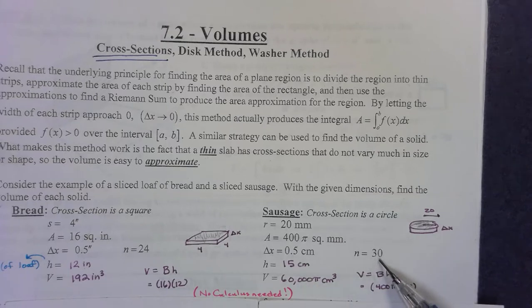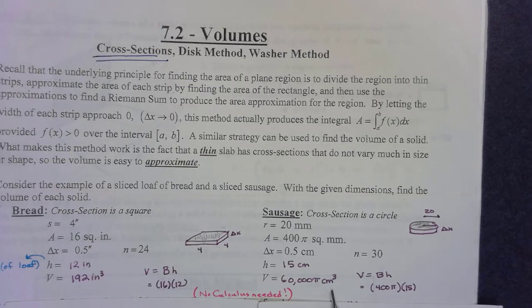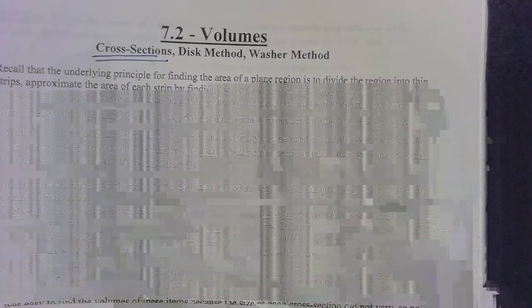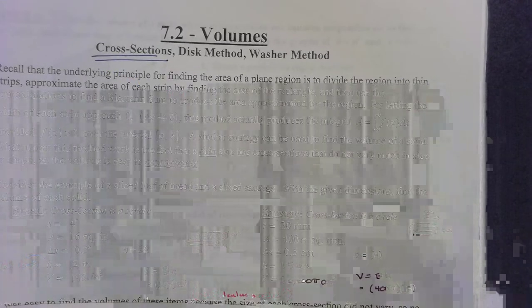And let's let there be 30 slices in our sausage or cheese loaf, whatever it is we've got. And so our height would be 15. And our volume would be 60,000 pi cubic millimeters by doing the volume as the area of the base times the height. Again, this is geometry. You don't need calculus. Why? Because each of those slices is the same size.